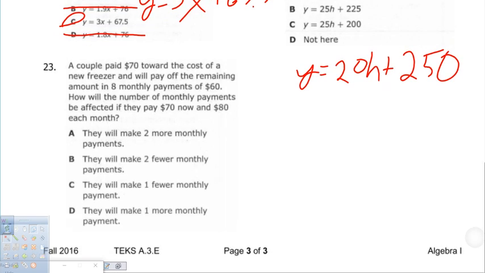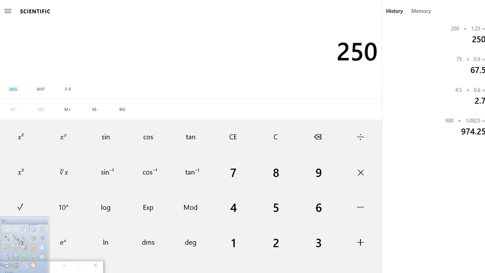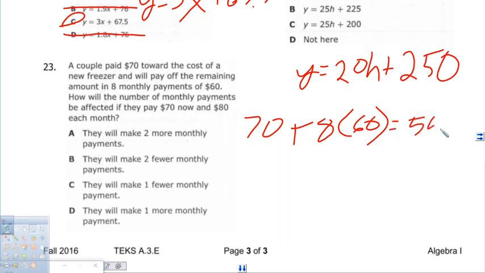Alright, so a couple paid $70 toward the cost of a new freezer, and will pay off the remaining amount in 8 monthly payments of $60. How will the number of monthly payments be affected if they pay $70 now and $80 each month? So 70 plus 8 times 60. 8 times 60 is 480. 480 plus 70 is 550. So we're going to have 550 equaling our total.